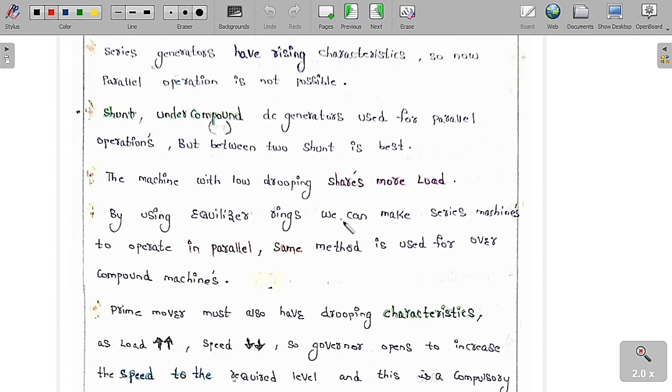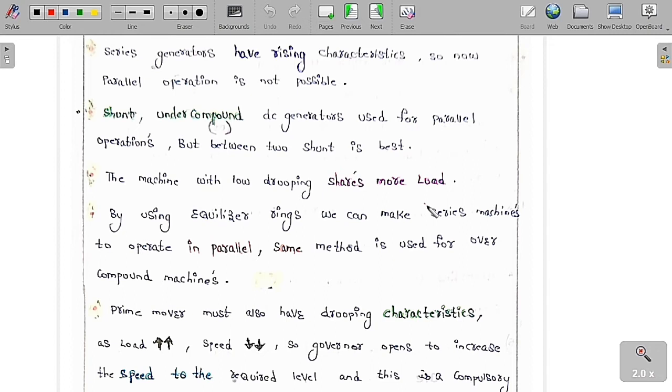The machine with low drooping characteristics shares more load. This is a very important point. The less the drooping, the more load it can share. I have already told you these things. The machine with low drooping shares more load because the frequency should be the same. Frequency should always be constant, therefore the machine with low drooping shares more load.